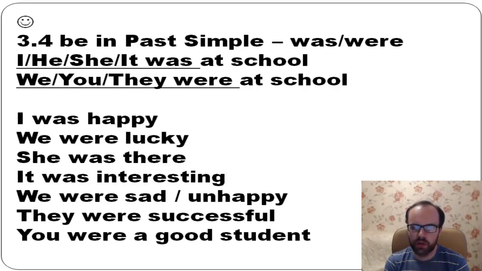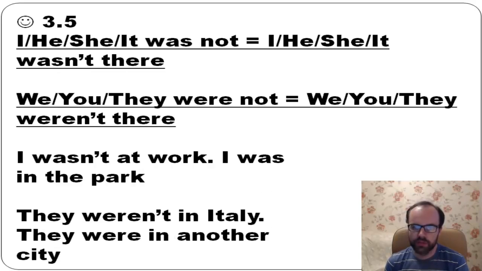Be in past simple: was, were. So I, he, she, it was at school; we, you, they were at school. I was happy, we were lucky, she was there, it was interesting. We were sad, we were unhappy, they were successful, you were a good student. I, he, she, it wasn't there. We, you, they weren't there. I wasn't at work, I was in the park. They weren't in Italy, they were in another city.